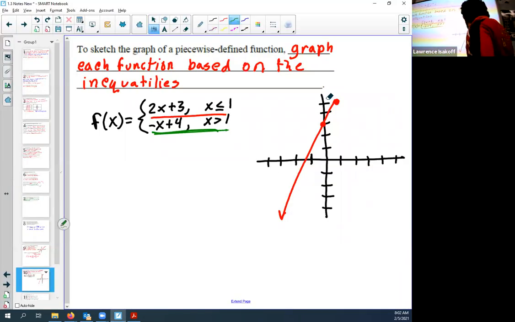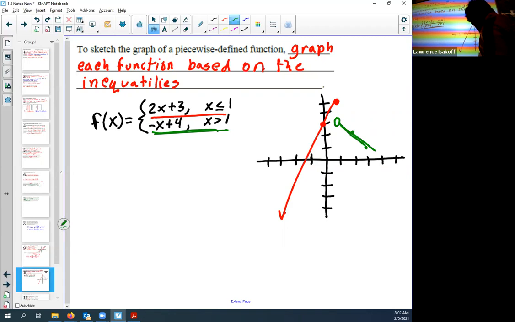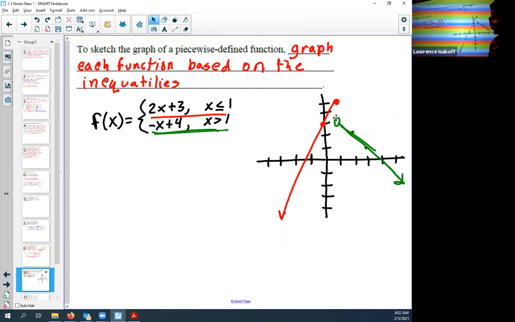So this part had an open circle at 1 comma 3. I had like the point 2, 2. I had 3, 1. So it looks something like this. So that's graphing it by hand as well.